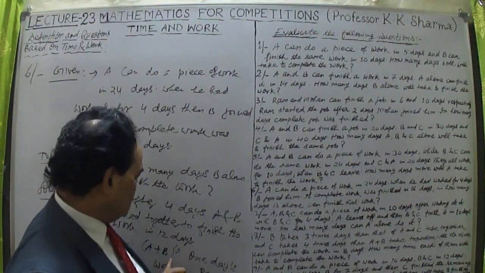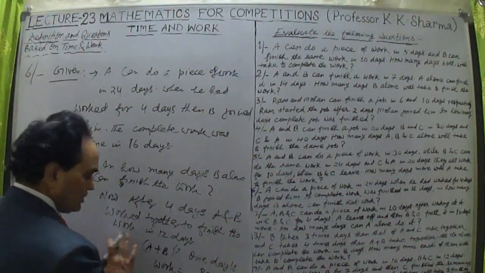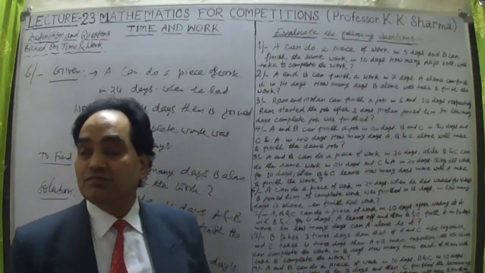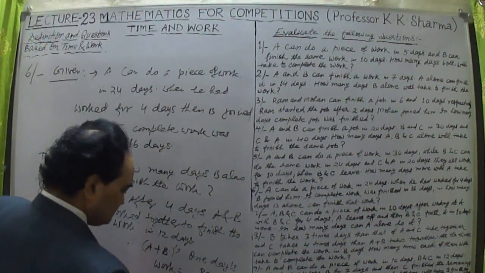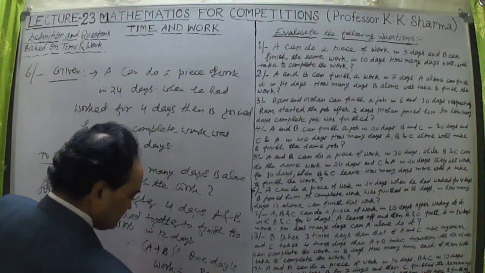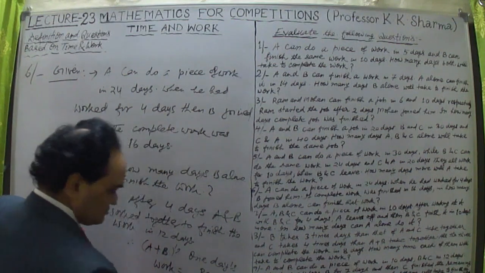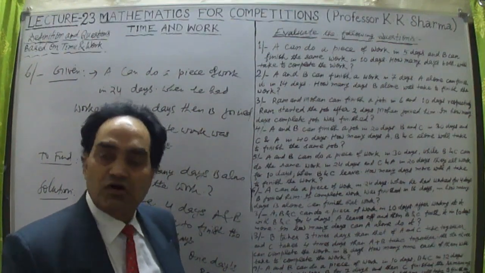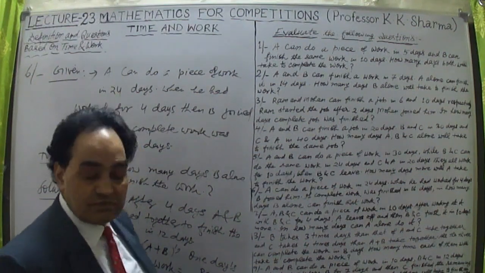How many days will be taken? Sorry, A plus B's 1 day's work we are calculating, so it is to be divided by the number of days. This is 12 days total. They are working on the remaining work, so we can say in 12 days both A and B are completing 5 by 6 work. Therefore their 1 day's work is this remaining work, 5 by 6, divided by 12. So this is 5 by 72. Right? 5 by 72 is the rate of work of them together. Both A and B's rate of work is 5 by 72.